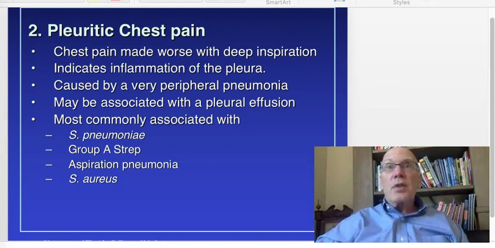The lung contains no pain fibers. However, the pleura is richly innervated, and when this lining is inflamed, it is associated with severe pleuritic pain. Involvement of the pleura is most commonly associated with strep pneumoniae, group A strep or strep pyogenes, anaerobic pneumonia following severe aspiration of mouth flora, and Staph aureus. Several viral infections, Coxsackie and echovirus, can also result in pleural inflammation and pleuritic chest pain.